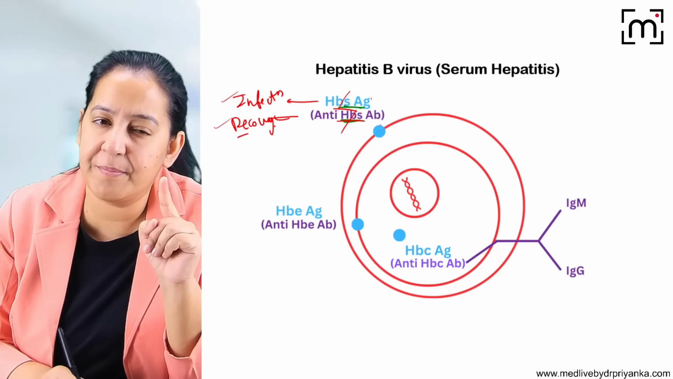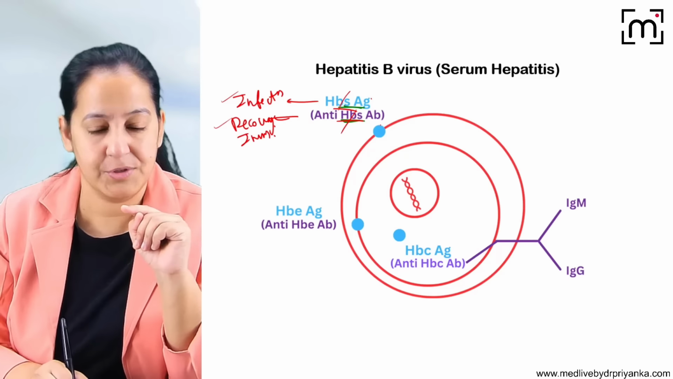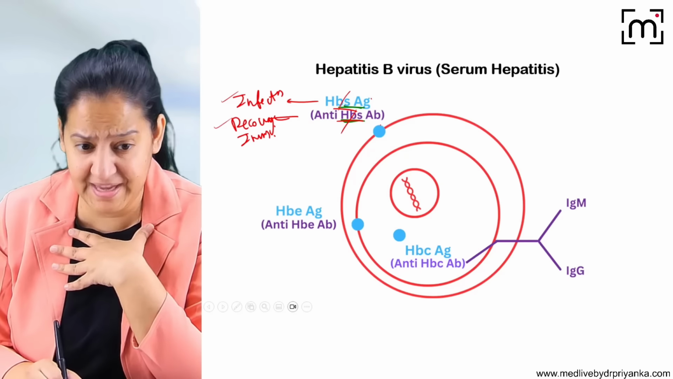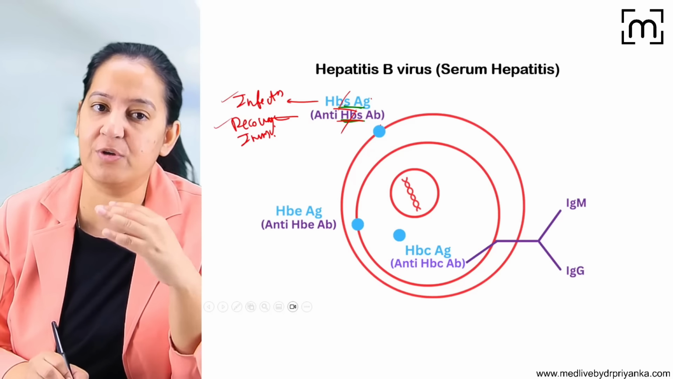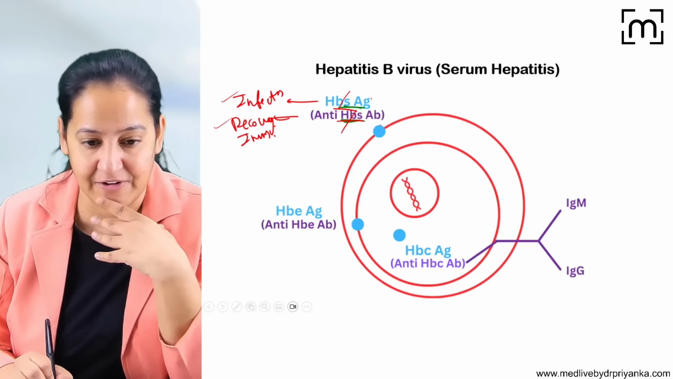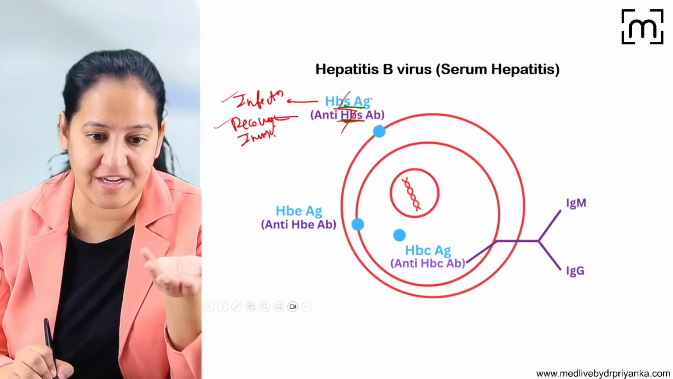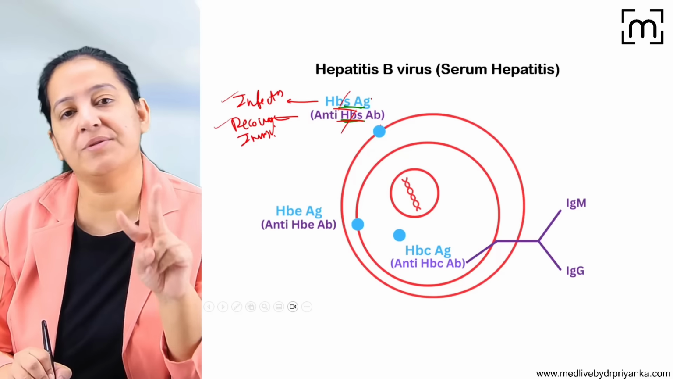S antibody also represents immunization or vaccination. So I am vaccinated for hepatitis B virus. I guess you all are vaccinated. All healthcare providers should be vaccinated. So we all have anti-S in our blood. Antibodies of that are protective in nature. So that is the first pair.